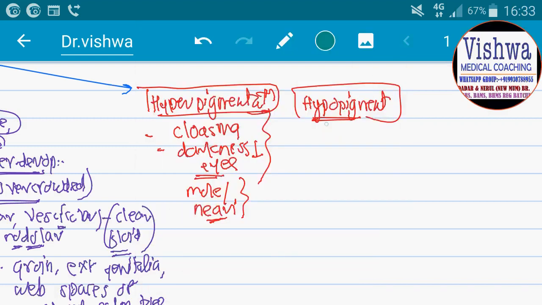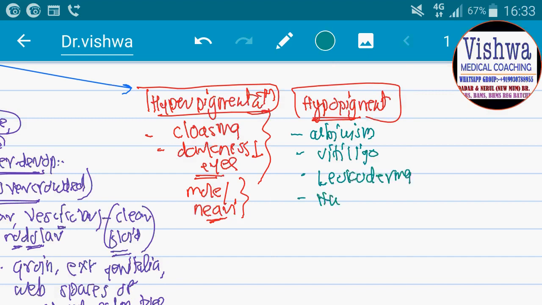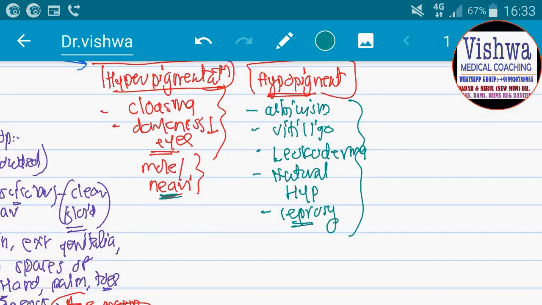Hypopigmented spots are also a possibility. There is something called albinism, something called vitiligo, something called leukoderma, you must have heard about it, or it can also be natural hypopigmented areas. We can also have leprosy with hypopigmented areas. So every one of these has its own differential diagnosis.